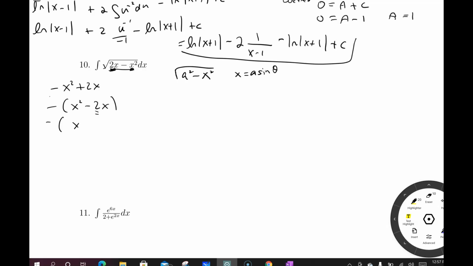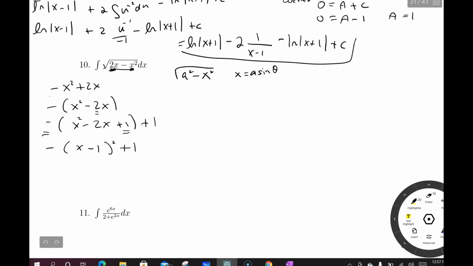So half of 2 is negative 1, squared is positive 1. And add that. Oh, but I didn't really add it. I really subtracted it. So now I'm going to add 1. So this thing, whoops, I dropped a square, didn't I? This is x squared. So this will be x minus 1 quantity squared plus 1.